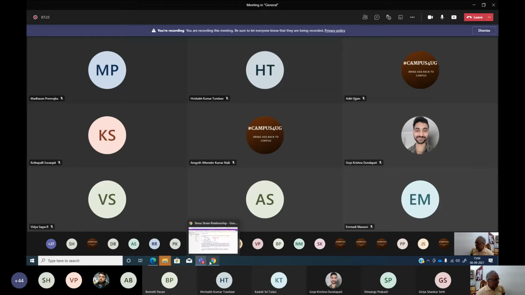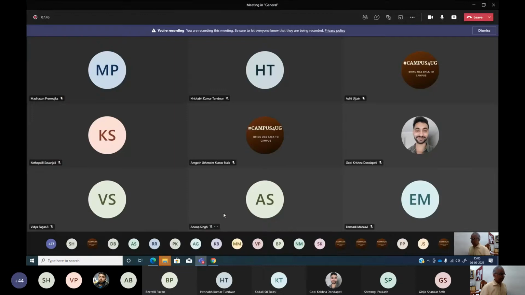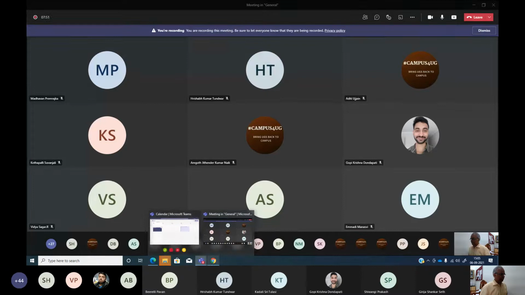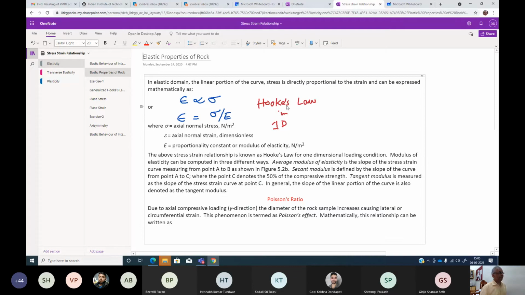Okay, now I go to the... I'm sure you are seeing this stress-strain relationship. You are seeing this elastic properties of rock. Anybody who has not slept yet? Are you seeing the elastic property of rock? Yes, sir. Yes, sir.